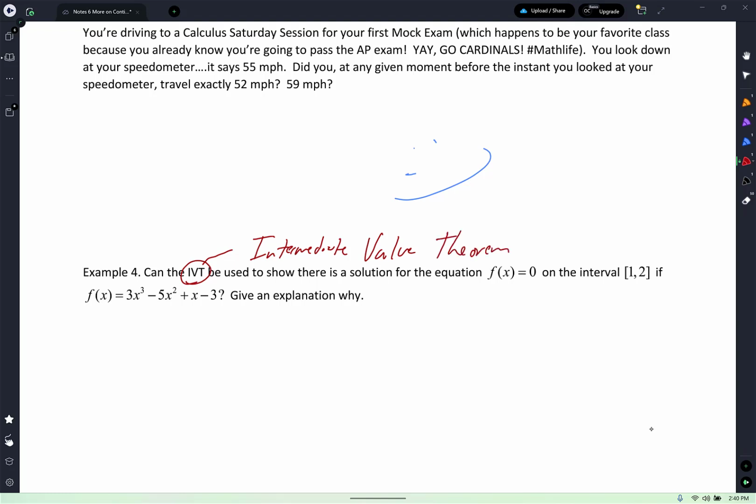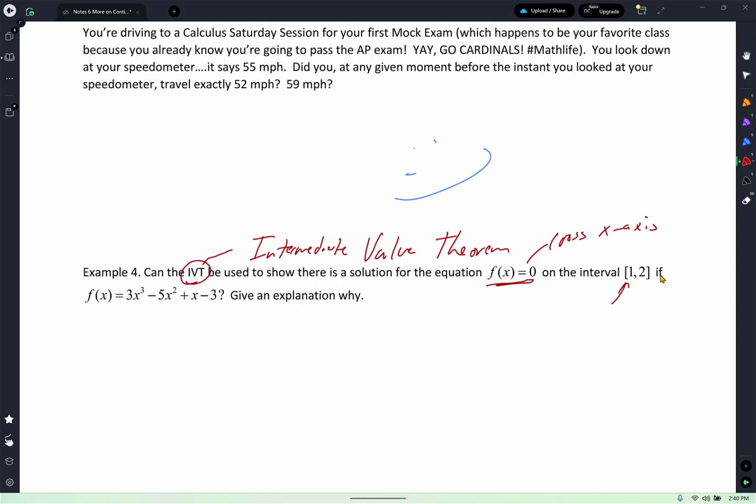Are we okay? Check it out. Can the intermediate value theorem be used to show that there is a solution for the equation f of x equals 0? That means I cross the x-axis, or I hit the x-axis at least, on the interval 1 to 2. These are x values. X equals 1 to x equals 2. If f of x equals this, give an explanation why. Okay, you don't have a calculator. We're just going to talk about it like this, guys.